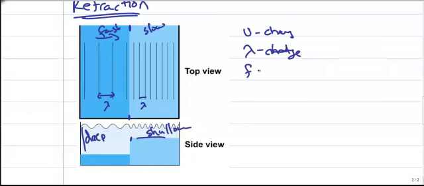Frequency, well, that can't change. That's got to stay the same. That depends on how fast you're tapping over here. You're creating the waves. Frequency has to stay the same on both sides. And finally, in this particular case, when you're going head-on from one medium to another, the direction doesn't change. The direction is the same.